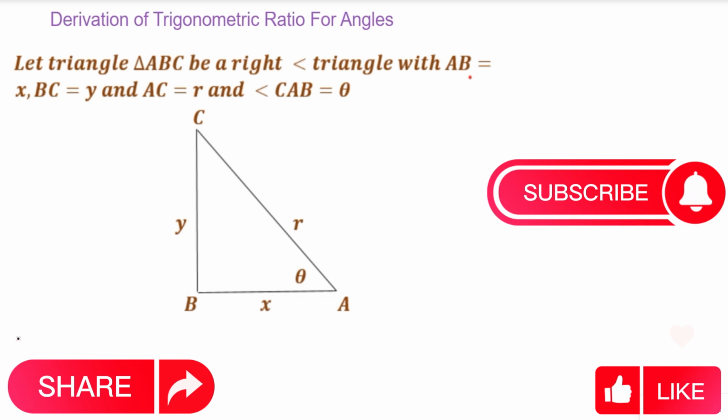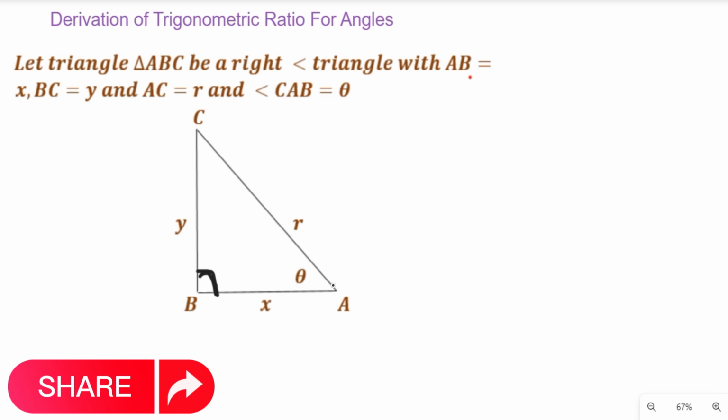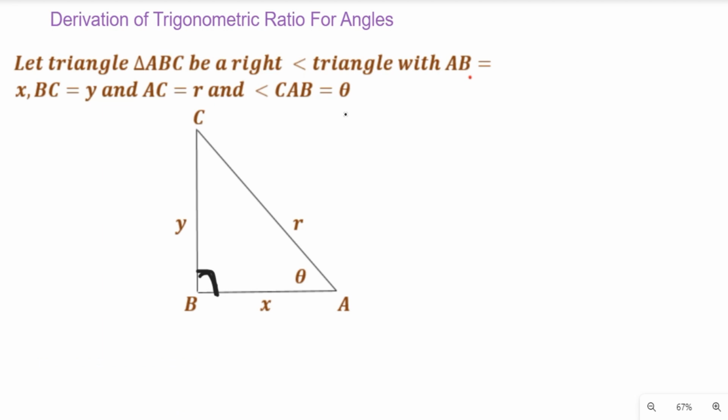Now, from this part, we want to let this triangle be triangle ABC, and it is right angled at B with AB equal to x and BC equal to y and then AC equal to r, and the angle CAB is equal to theta. Now from these angles, we are going to derive some trigonometry ratios.